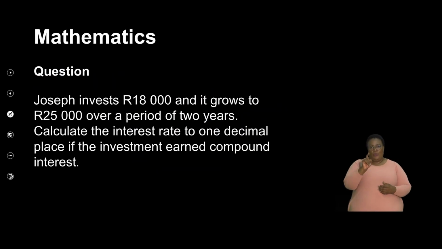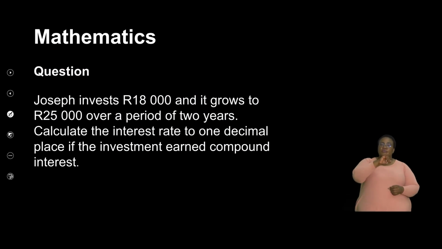Now, another question, we have Joseph. Joseph invests 18,000 and it grows to 25,000 over a period of 2 years. How great would this be, guys? I'm getting 7,000 more in 2 years. I want to be Joseph, definitely. Calculate the interest rate to 1 decimal place if the investment earns compound interest.